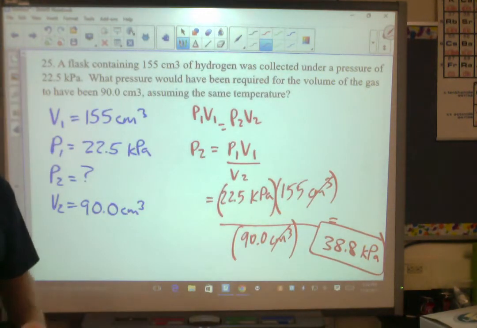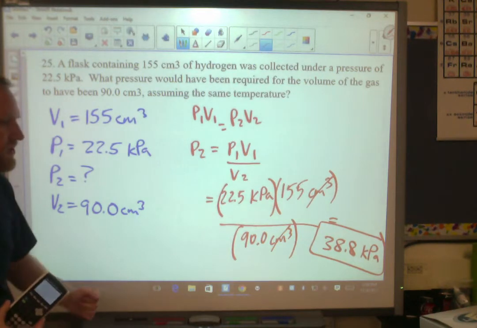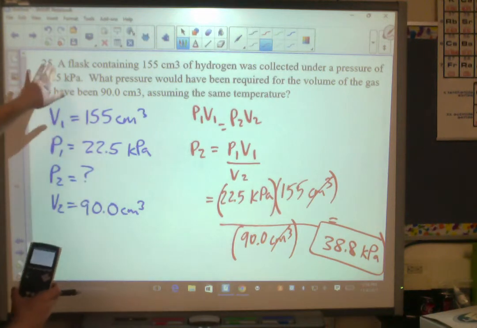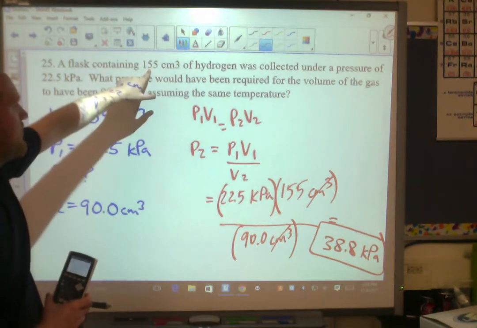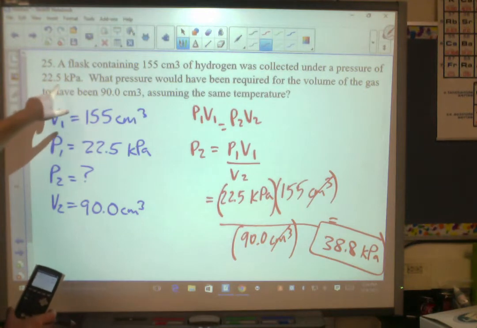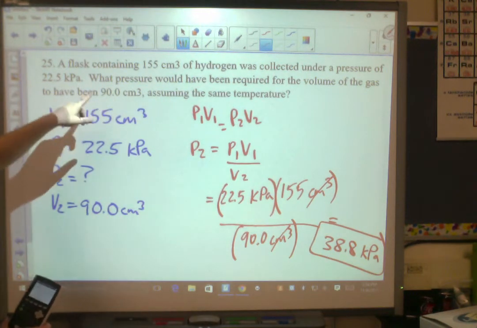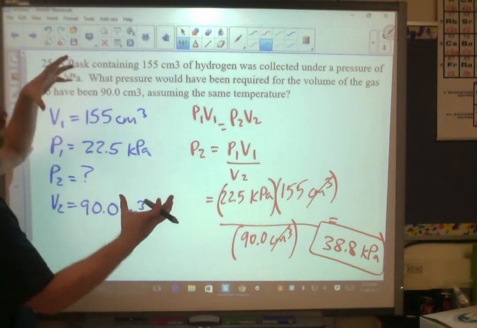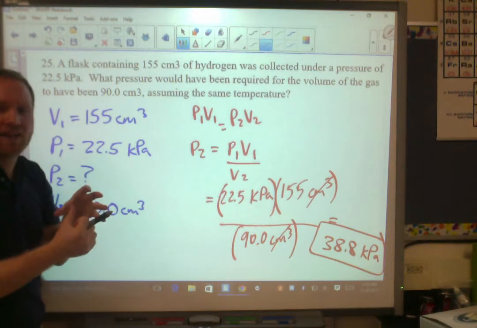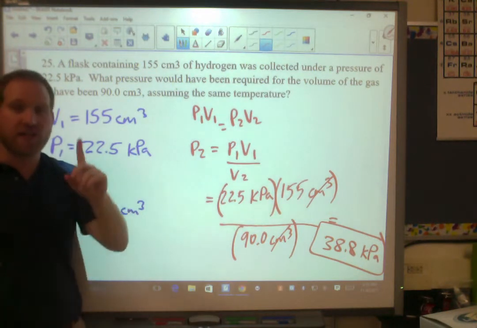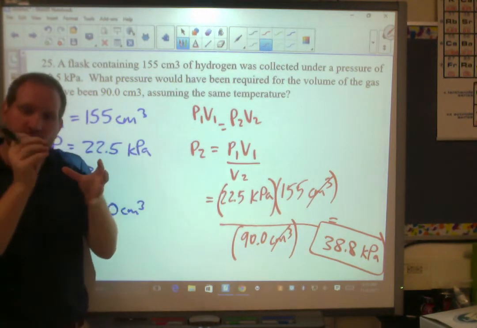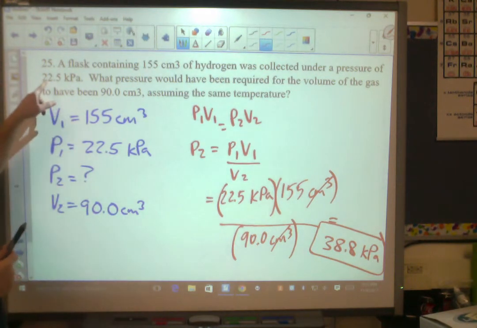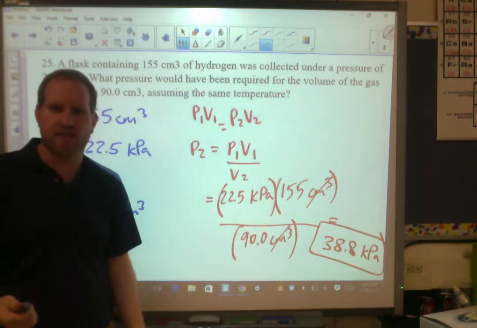And really the last thing you want to do in a problem like this, especially if it's on a test or quiz, is take 15 seconds and just think, does this make sense? Let's read the problem. So you have a flask with 155 centimeters cubed at this pressure. What would the new pressure be if it's 90 centimeters cubed? So think about this. The container started at 155, shrank down to 90. If you shrink a gas, what's its pressure going to do? Well, pressure is going to increase. You're giving it smaller area for those force particles to hit, so the pressure is going to increase. So does it make sense that the pressure went from 22.5 to 38.8? Yeah, makes sense. So we can move on.